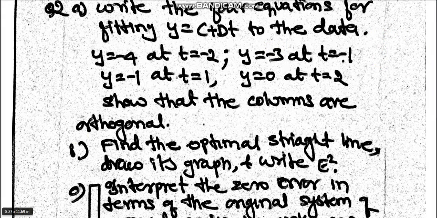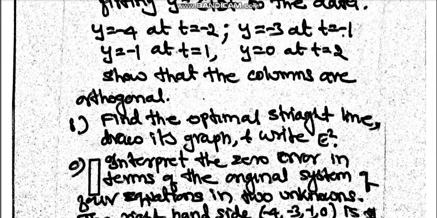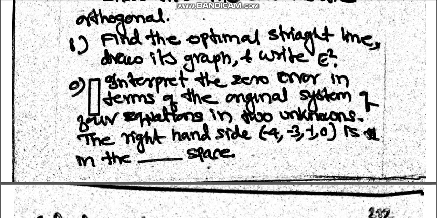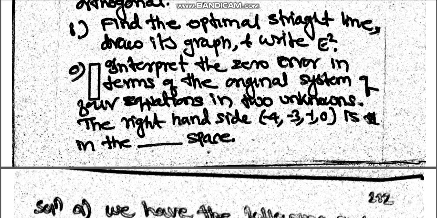So just check that. When t is equal to minus 2, you have 4. The t values are minus 2, minus 1, 1 and 2. So what is the question? Find the optimal straight line, draw its graph, and write E square. So you have to find it by the least squares method, draw the graph, and also find E square.